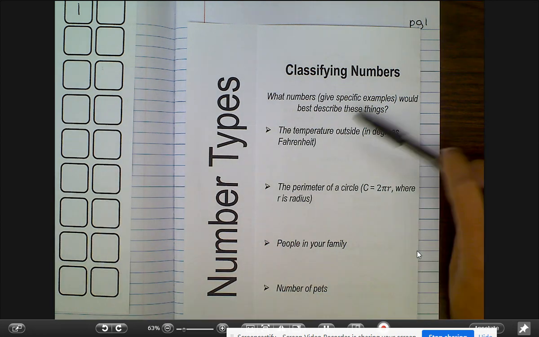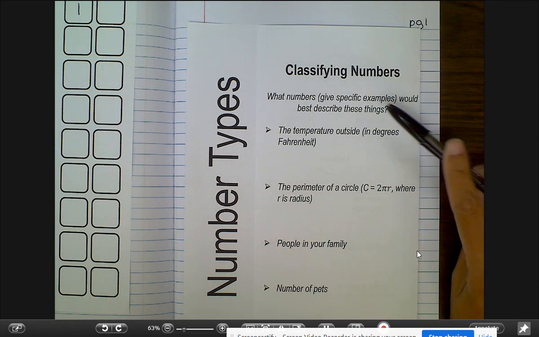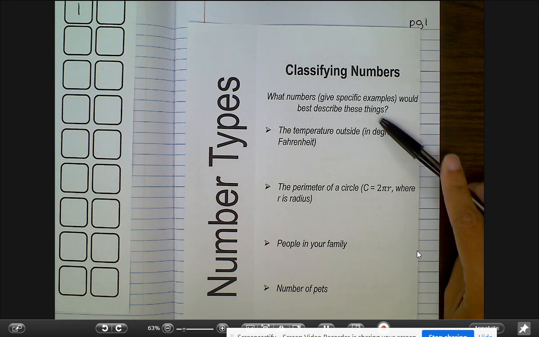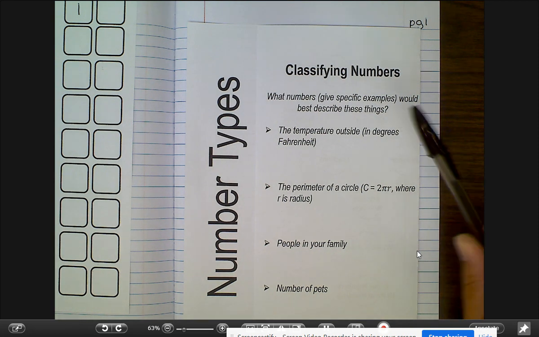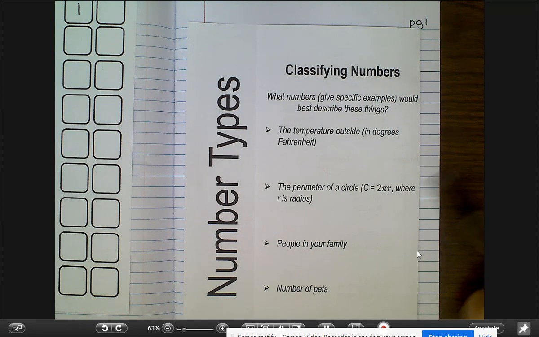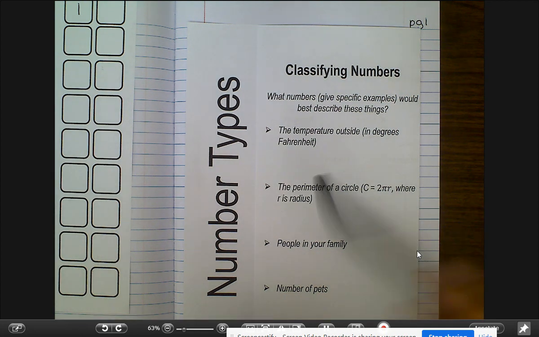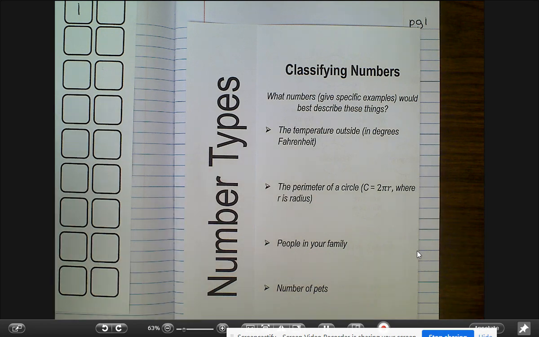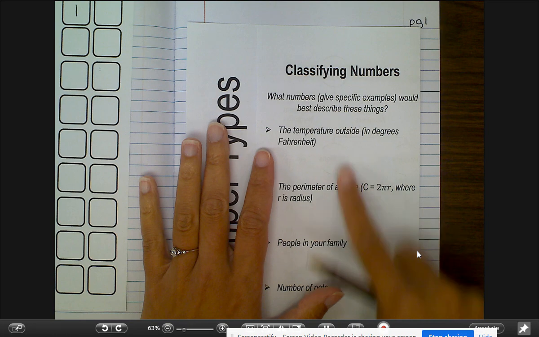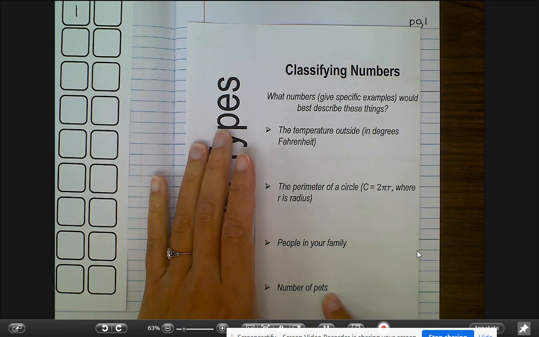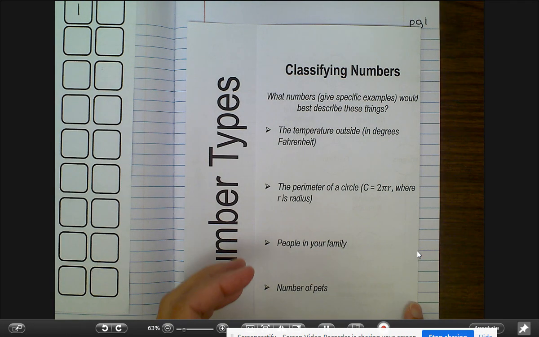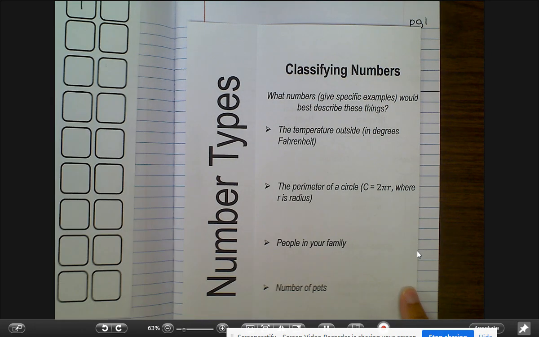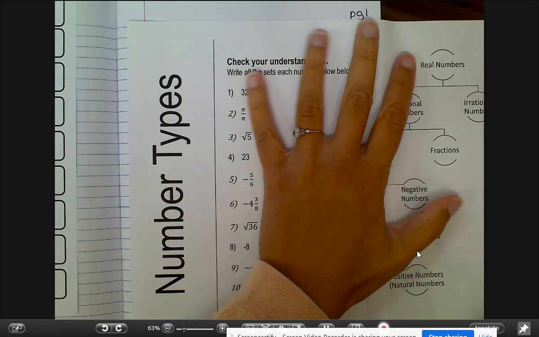So you might want to think about what numbers, so specific examples, could best describe these things. So the temperature outside in degrees Fahrenheit. Now, as a really quick example, I'm going to have you try more of these, like I said, after I go through it. The temperature outside right now is cold, but that's not a number. We'd want to do like it's 61 degrees outside. That would be a specific example. And then once we have a list of numbers, then we can classify it by its type or its name. So that's where we get into the inside here.